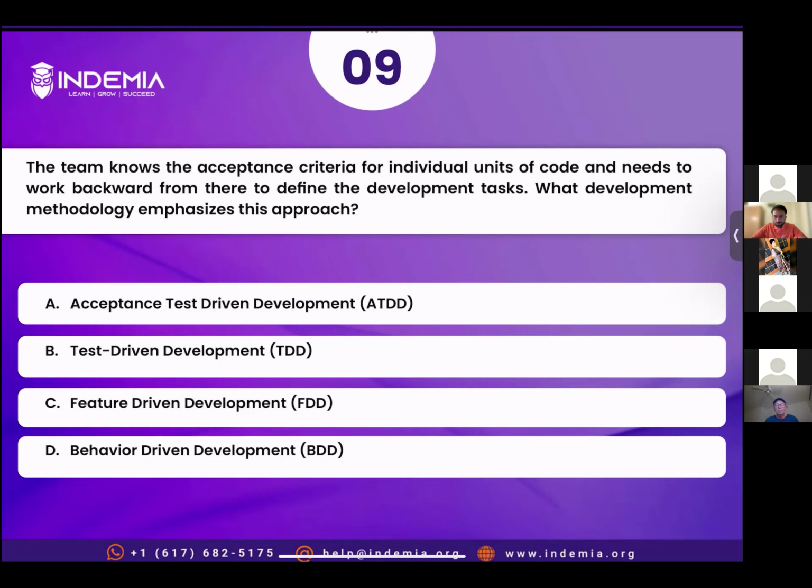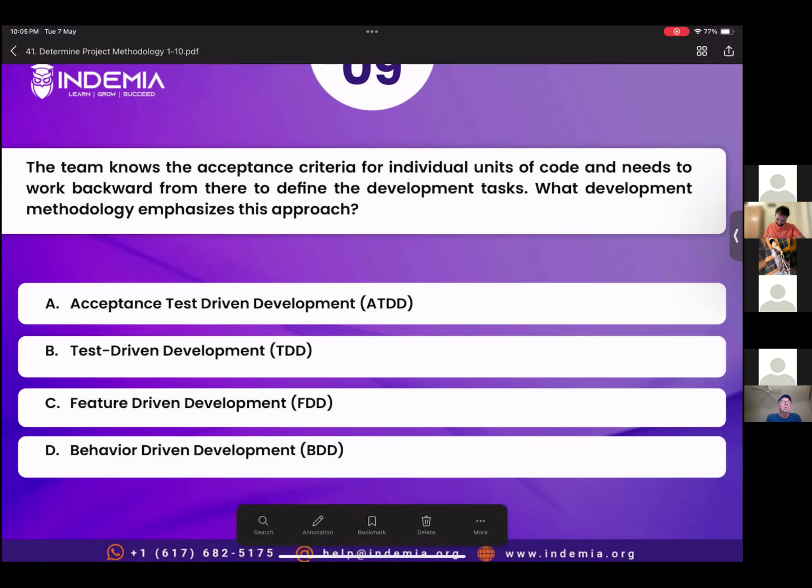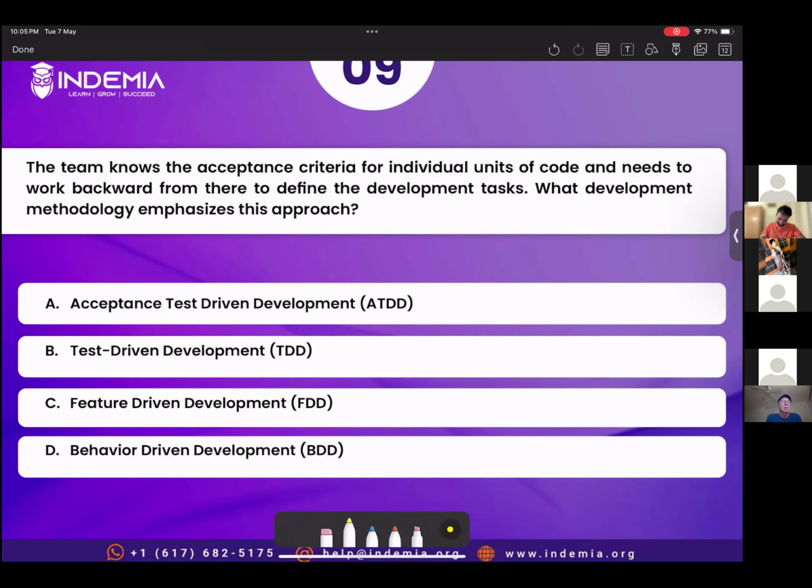All right, Kokila, you have chosen option A. Actually, I was not aware of acceptance test driven development, but it was interesting because here it says the team knows the acceptance criteria for individual units of code, and that's the reason I chose that. All right, so you said the word acceptance is in the scenario and it is in option A, so let's go for it. Okay, good, thank you.